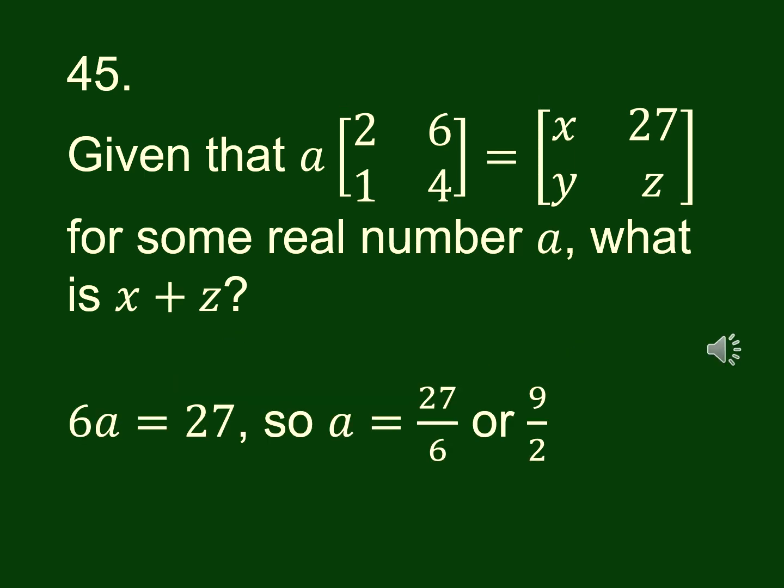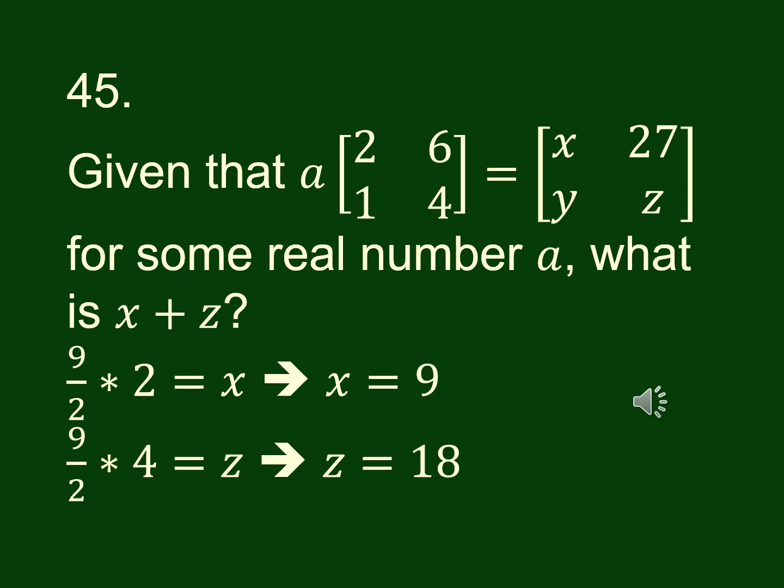So when you multiply a number times a matrix, it's called scalar multiplication, but nobody cares what it's called. That means it's just like distributing. You take the number out front times each of the numbers in the matrix. Here, the only number I know in the second matrix is 27, and I know I must have gotten that by taking A times 6. So I just look at top right, and that's where I'm getting 6A equals 27. Once I solve that, I can figure out that A is 27 over 6 or 9 halves.